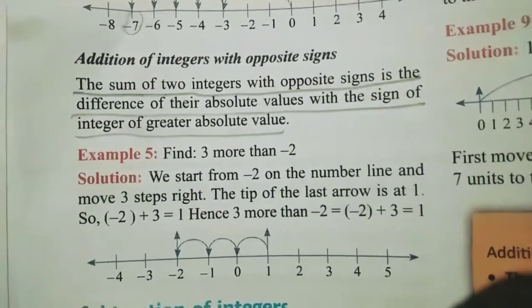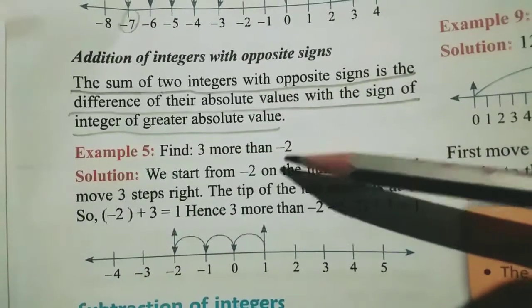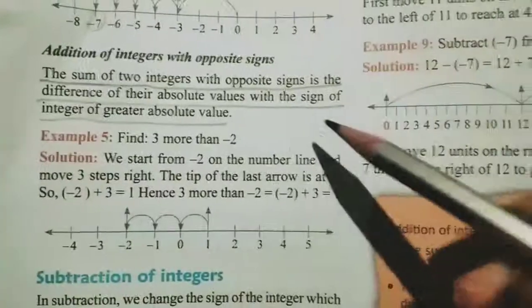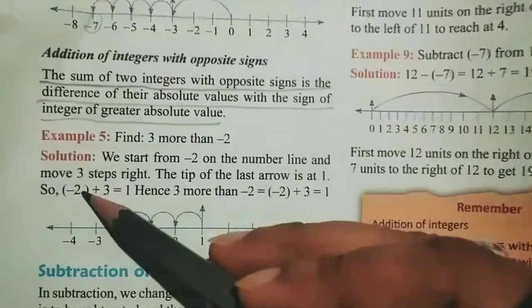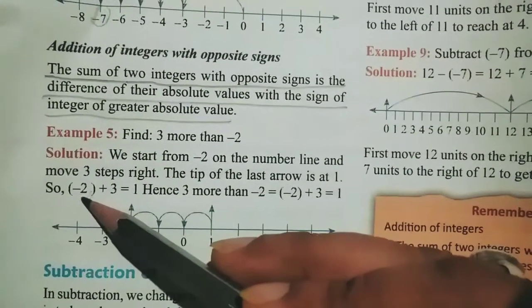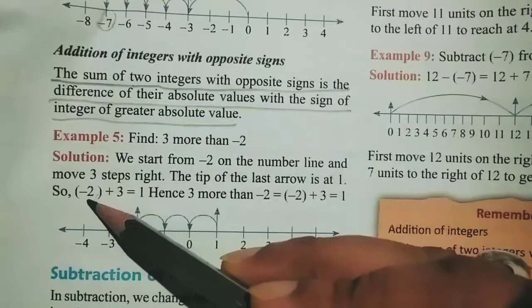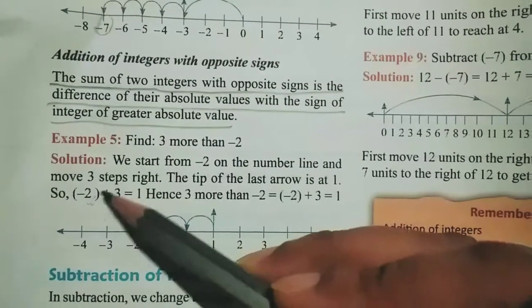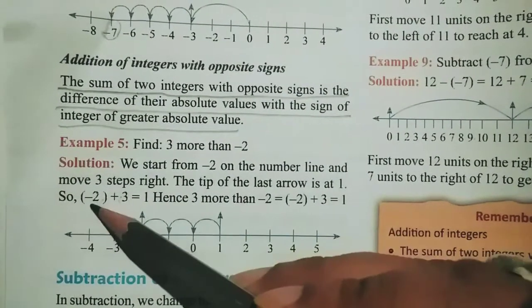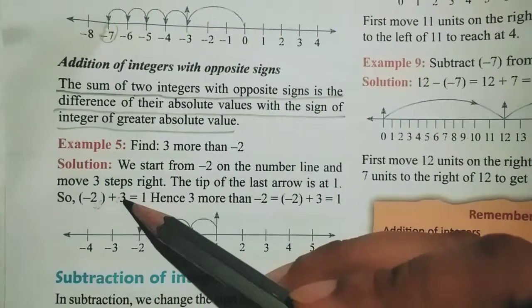That means greater number. See here, 3 is more than minus 2. That means you are adding these two numbers. See here, plus 3 minus 2. So 2 is having negative sign and 3 is having positive sign. So they are both opposite signs. So you have to minus it. Okay, the rule is you have to subtract it.